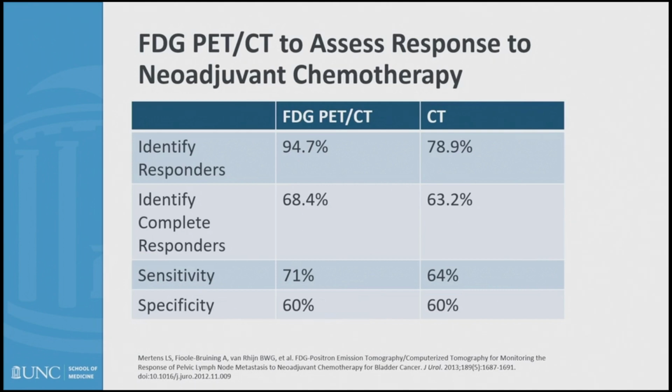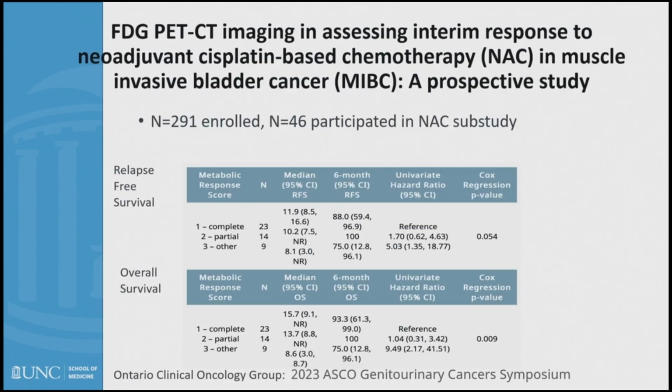You can see here in one study, at least, they have a fairly high percentage of identifying patients who responded to neoadjuvant chemotherapy in terms of complete response and overall response. And then you can see that sensitivity was a little bit better than standard CT, but the specificity was comparable. This was the study from Canada that's running that prospective trial.